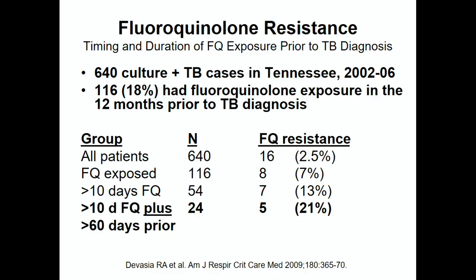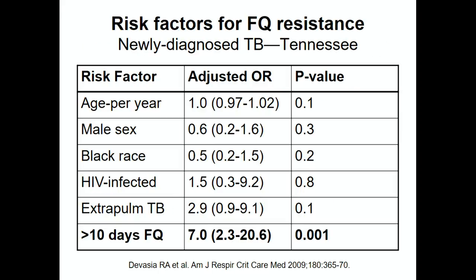Those who received at least 10 days of a quinolone in that 1 year prior had a 13% risk. And those who received at least 10 days of a quinolone, but received it at least 60 days before the TB diagnosis, had the highest risk of resistance at 21%. In a multivariate analysis, after adjusting for age, sex, race, HIV infection, and site of TB disease, the primary risk factor was quinolone exposure greater than 10 days.